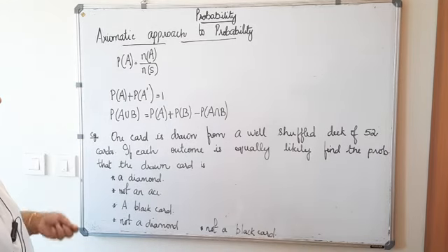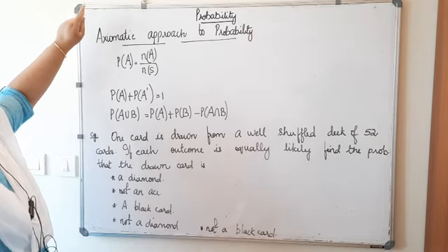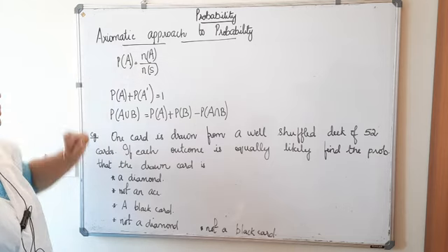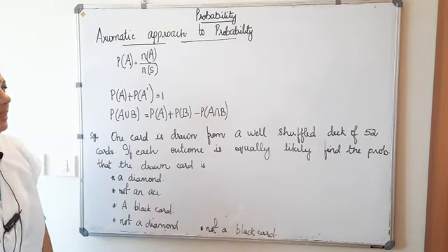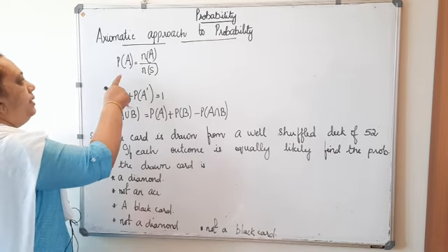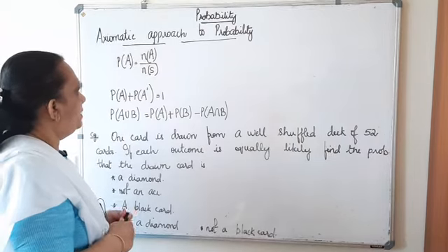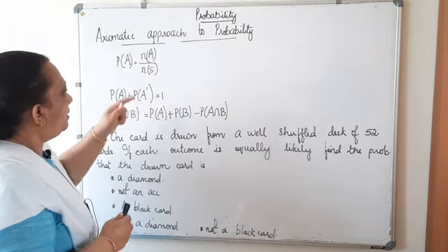Now, based on this, we are applying the axiomatic approach to probability. Now we are going to define what is called probability. Probability of an event A. Suppose there is a random experiment and there is a sample space S.